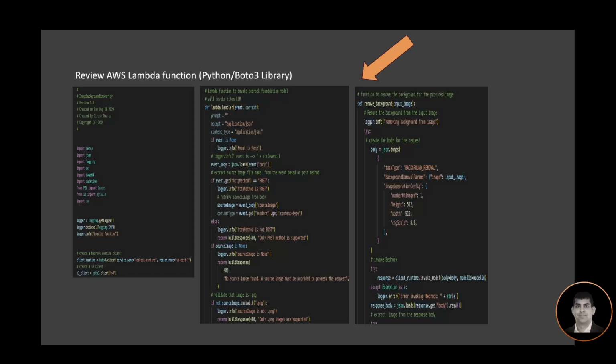Let's look at our Lambda function. In the Lambda function, starting off, I'm importing the libraries required for the solution. I have some logger statements, and then I have a Lambda handler function, which is invoking a remove background function that I have developed. Within remove background, I'm building the config, invoking Bedrock, and returning the response.